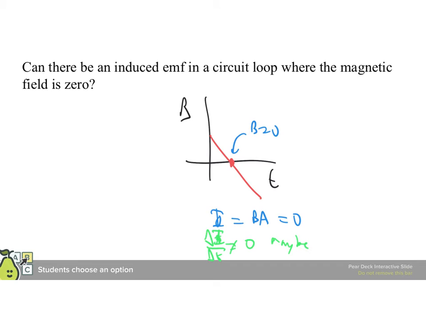This is like the idea, can a thing undergoing constant acceleration ever be at rest? And the answer is sure. If you throw something straight up in the air, at its highest point on the arc, it's at rest, but its velocity is changing, so there's an acceleration.